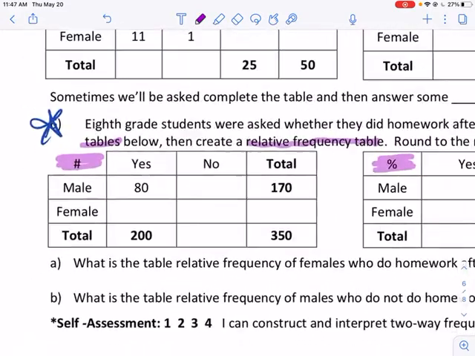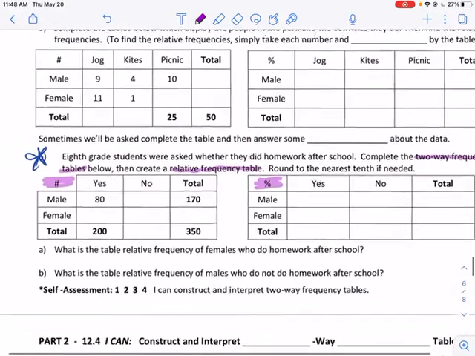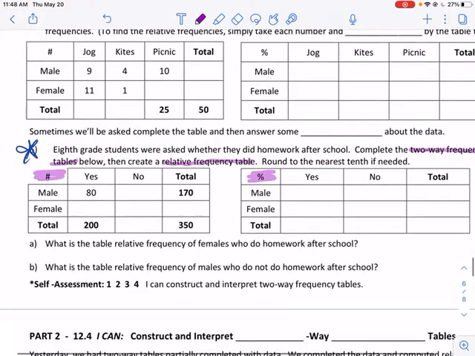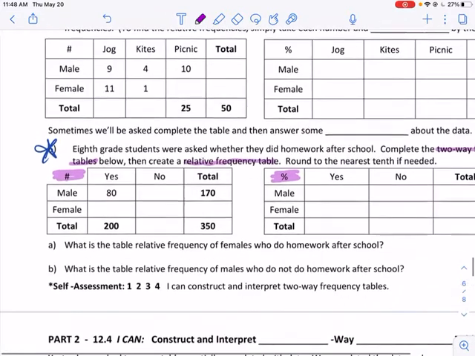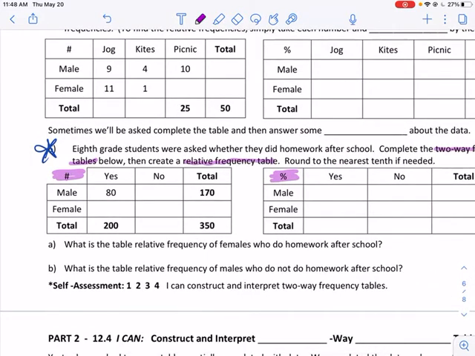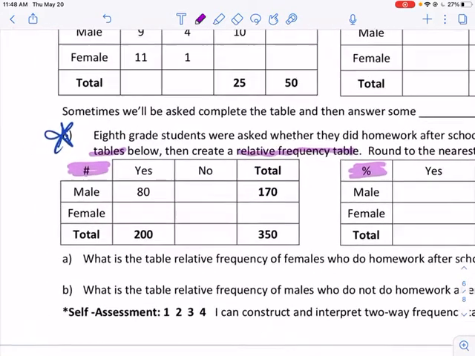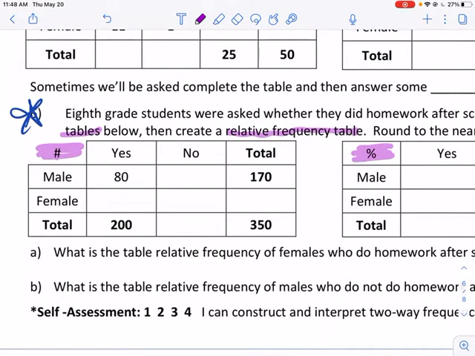Okay, so when you're asked to create both, you should always fill in your frequency table first. Then you can use your frequency table to fill in your relative frequency table. Okay, so I should probably read this. 8th grade students were asked whether they did homework after school. So yes is yes, they did homework after school. No is no, they did not do homework after school. And then their gender was taken into account, whether or not they were male or female.